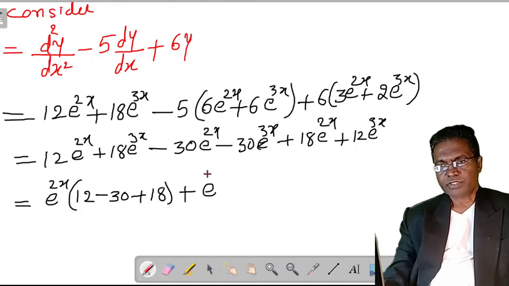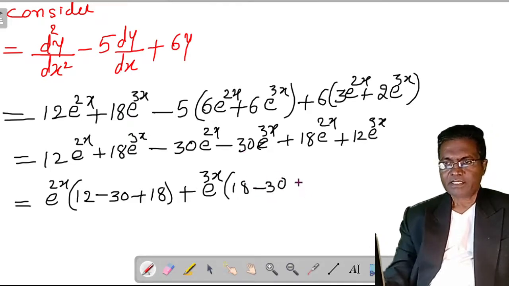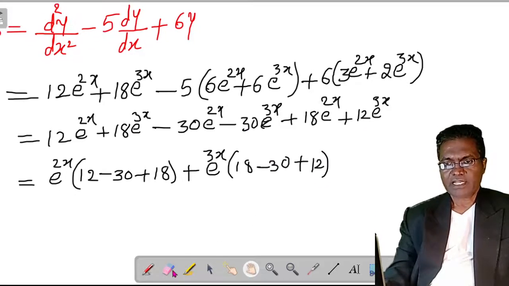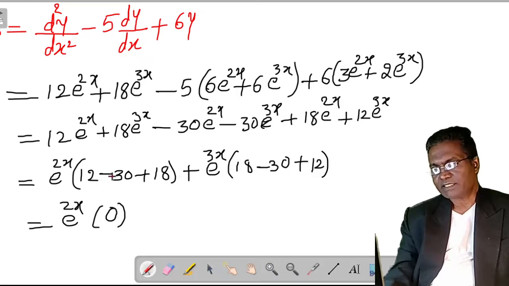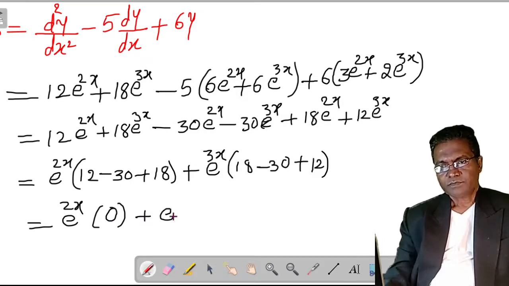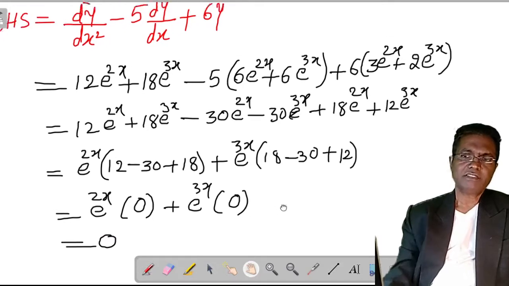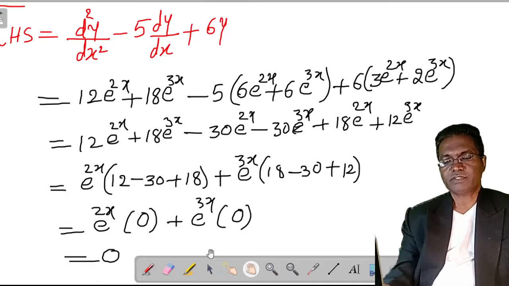Next, collect the terms with e power 3x. So write the coefficients. 18 minus 30 here and plus 12 here. Clearly look at this. e power 2x into, it becomes 0 because 12 plus 18 is 30, 30 minus 30 is 0. So e power 3x into, same thing happens here, 0. So total you will get 0. So this is your required result. You are asked to show that this sum is 0, so it is 0.